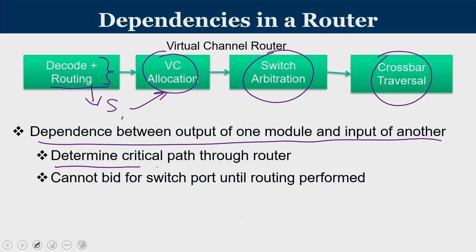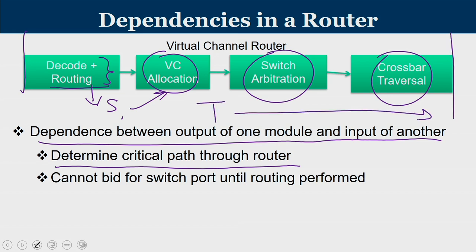So, this shows the critical path through the router. If I ask what the total processing time in the router is, it is the time from this point to that point. If I wanted to reduce the amount of time a packet spends in the router, then each of these components, if we try to reduce, we will get a gain. They are all basically in the critical path, meaning you cannot bid for a switch port until the route has been performed because of these dependencies.